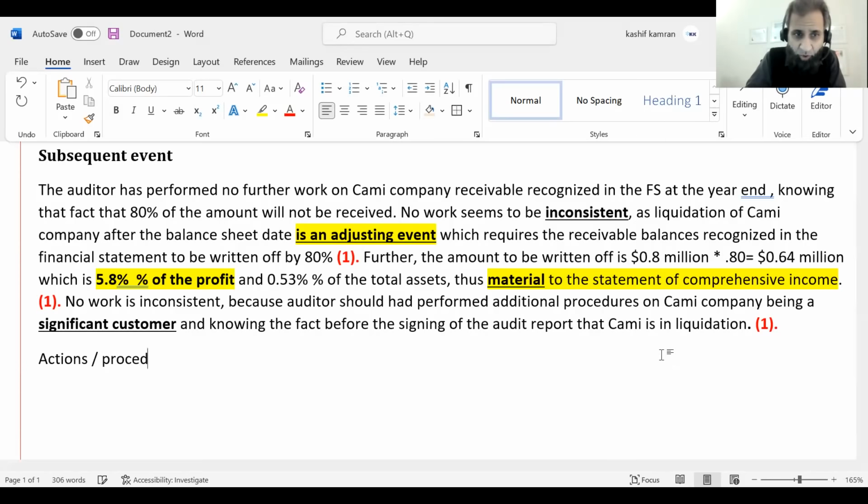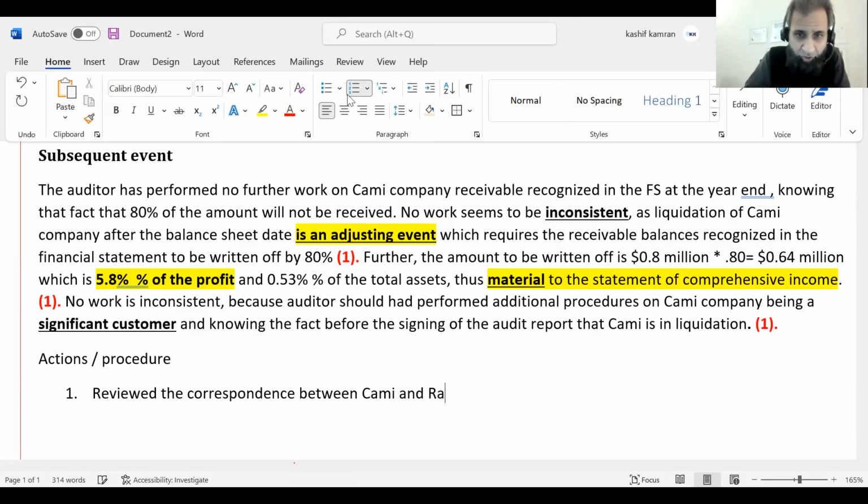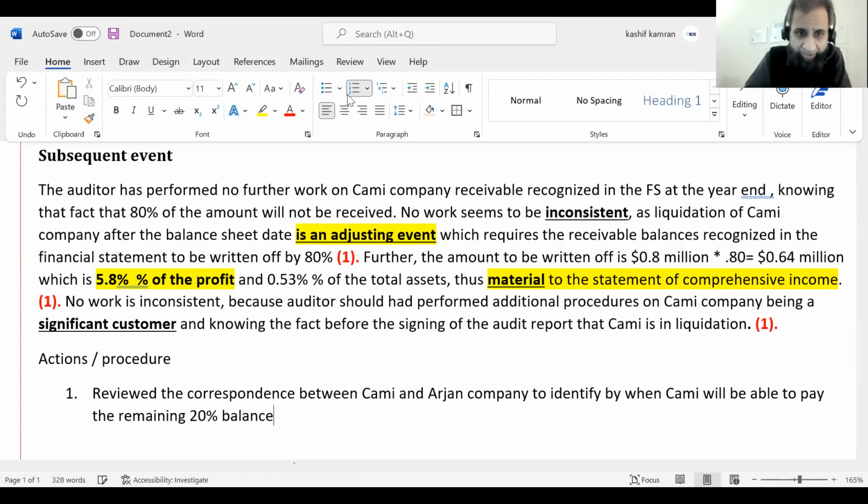Actions and procedures. What should I have done? Ideally, knowing from the newspaper that Kemi is in liquidation, I would have reviewed the correspondence between Kemi and Urgent company to identify by when Kemi will be able to pay the remaining 20% balance outstanding.